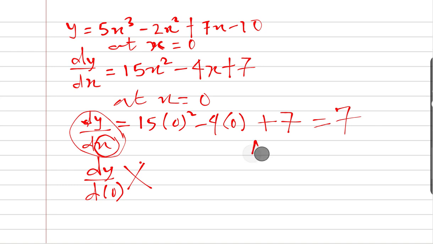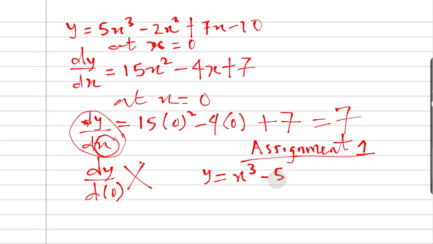So assignment number 1, I don't want to forget this. You find the gradient of the following curve. Number 1, y equals x raised to power 3 minus 5x plus 3, at x equal to minus 2. Find the gradient of this curve.